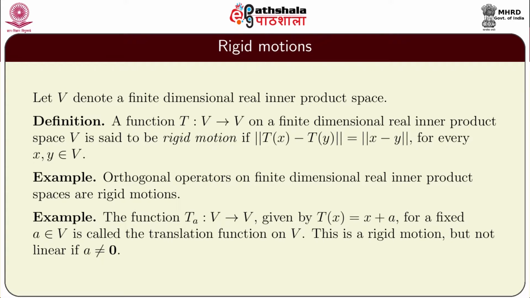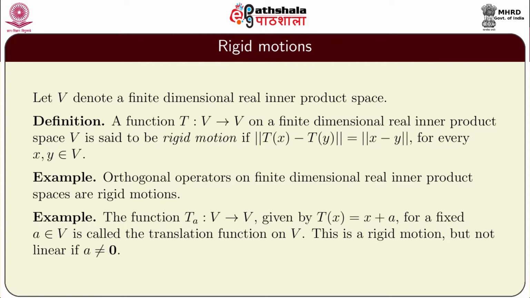Definition: a function T from V to V is said to be a rigid motion if norm of Tx minus Ty is equal to norm of x minus y for every x and y in V. The function T is not necessarily a linear function, that is what is to be noted here. It is just a function on a finite dimensional real inner product space. And as you can see, the distance is being preserved.